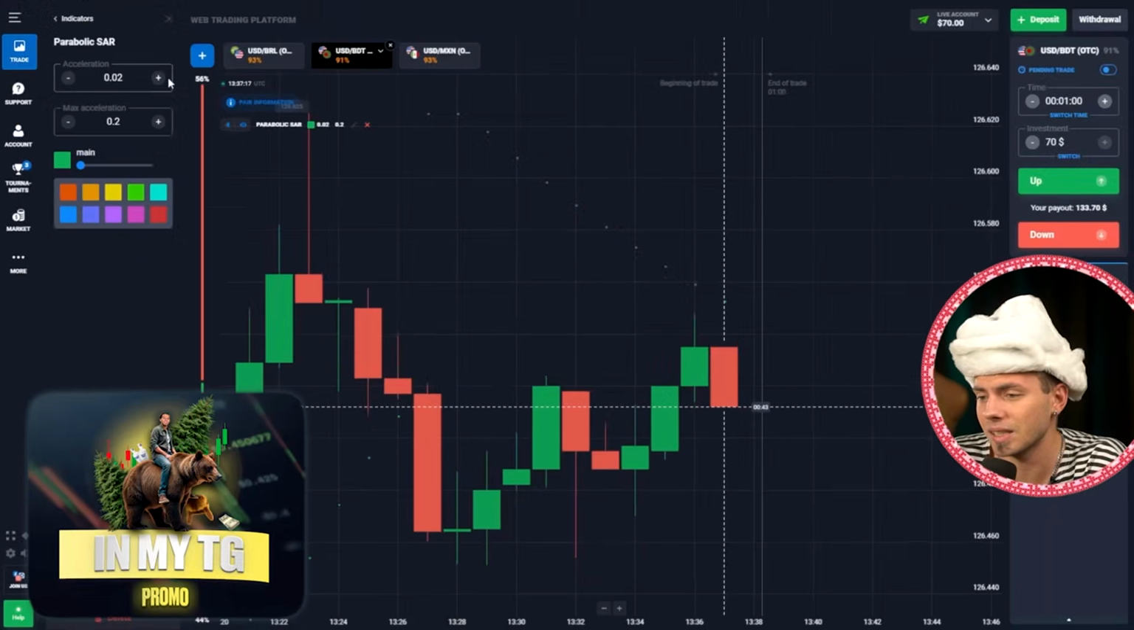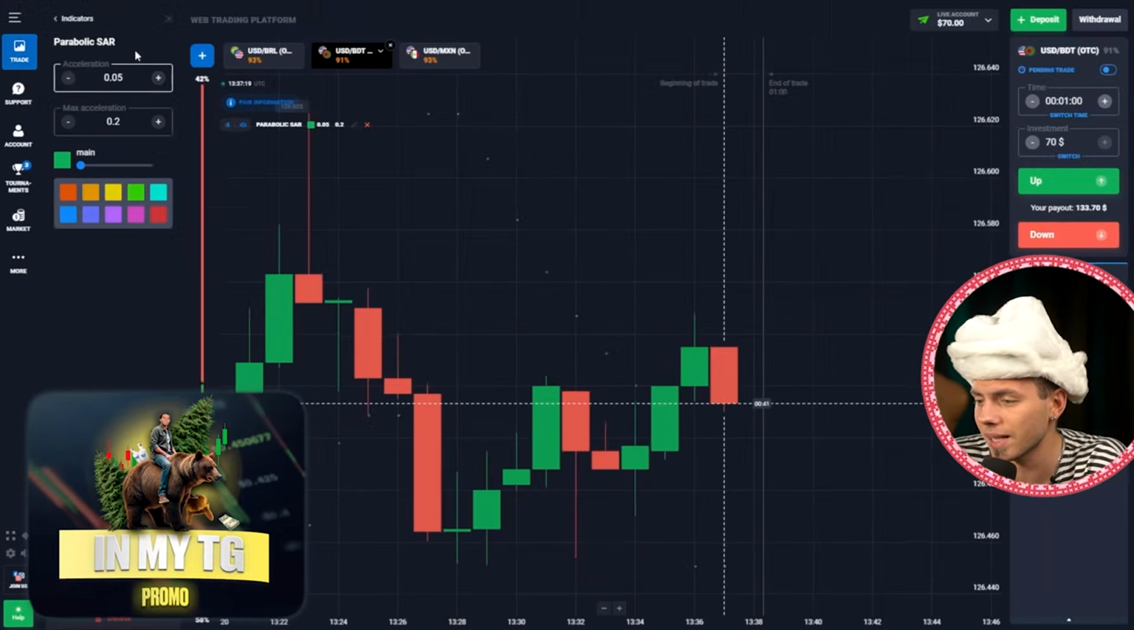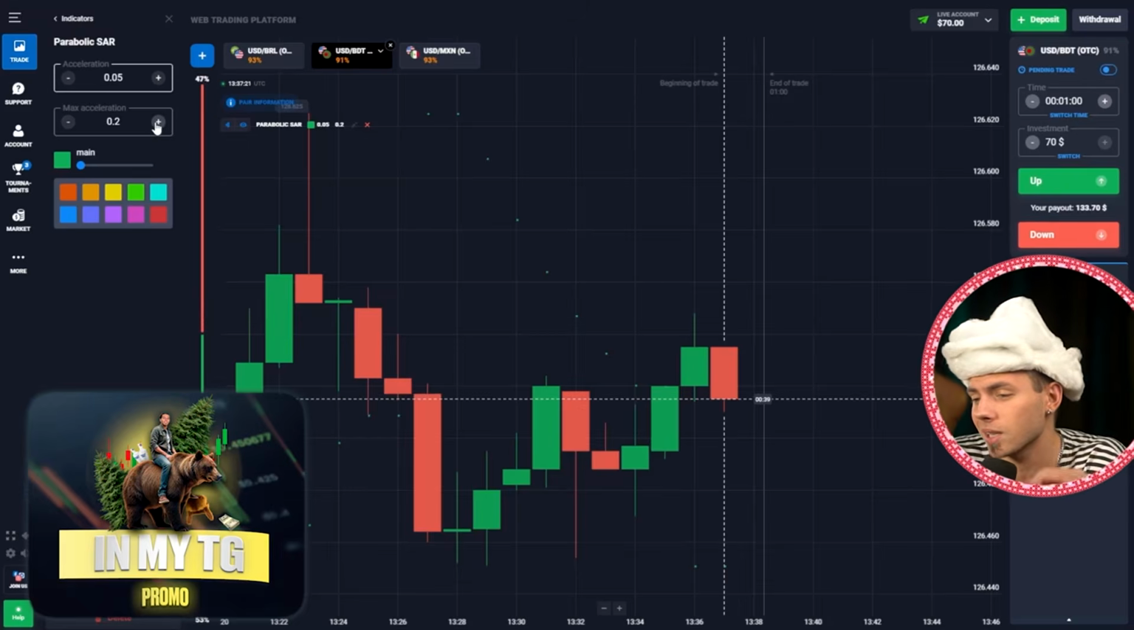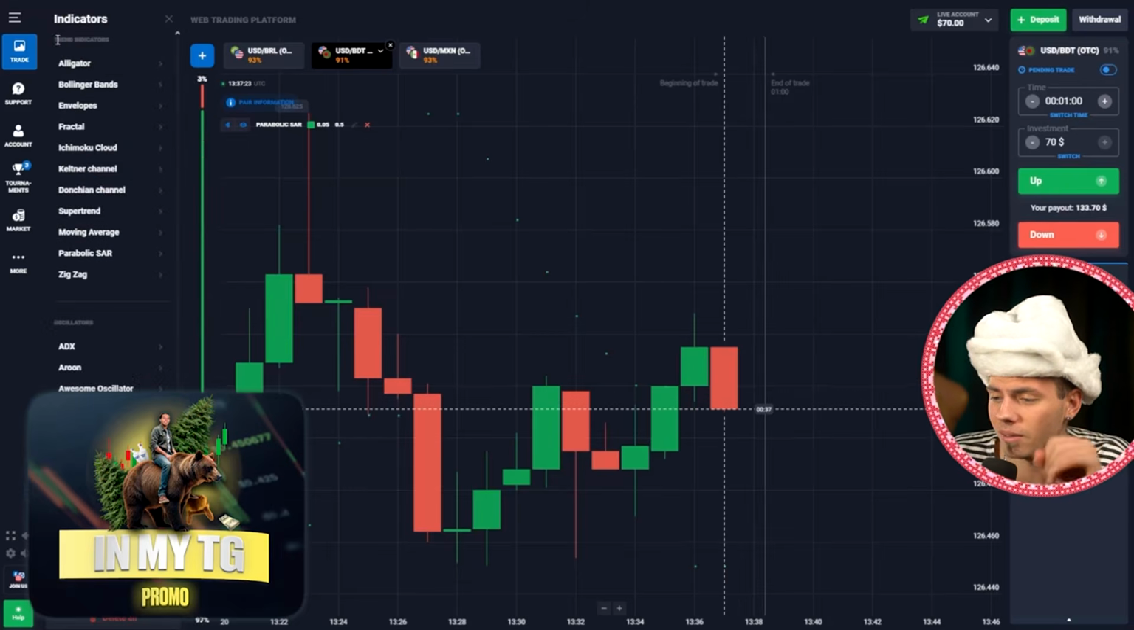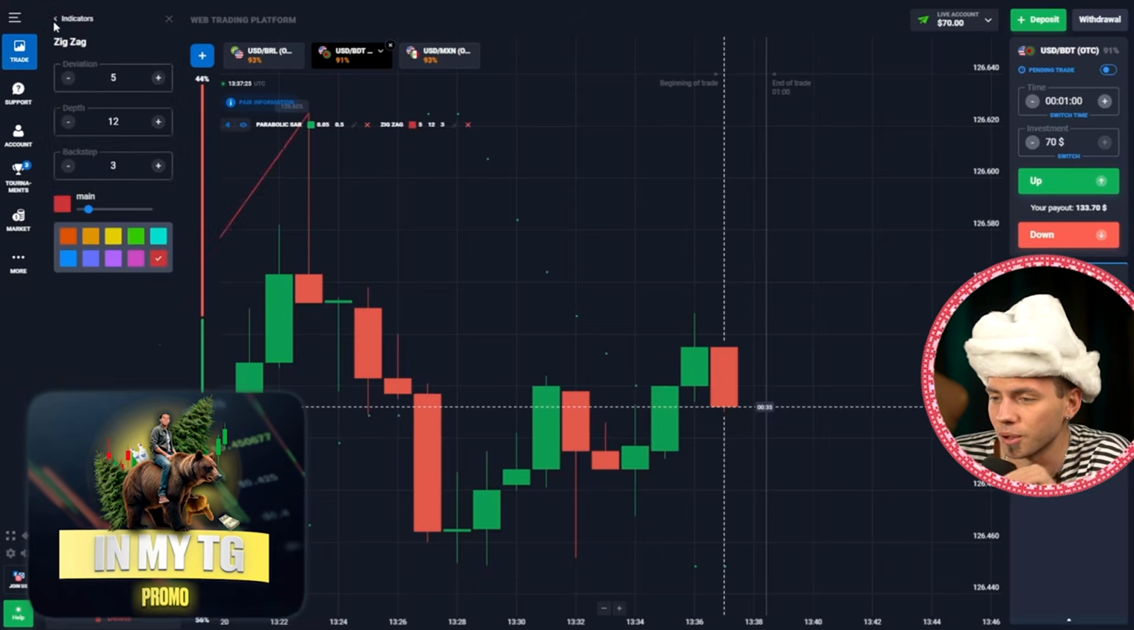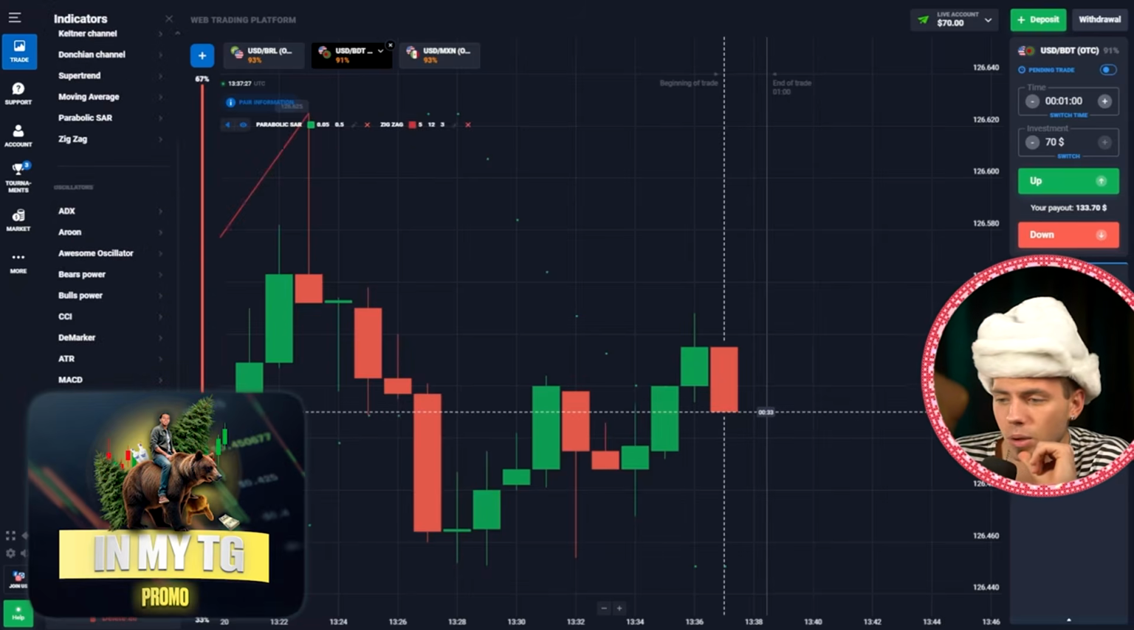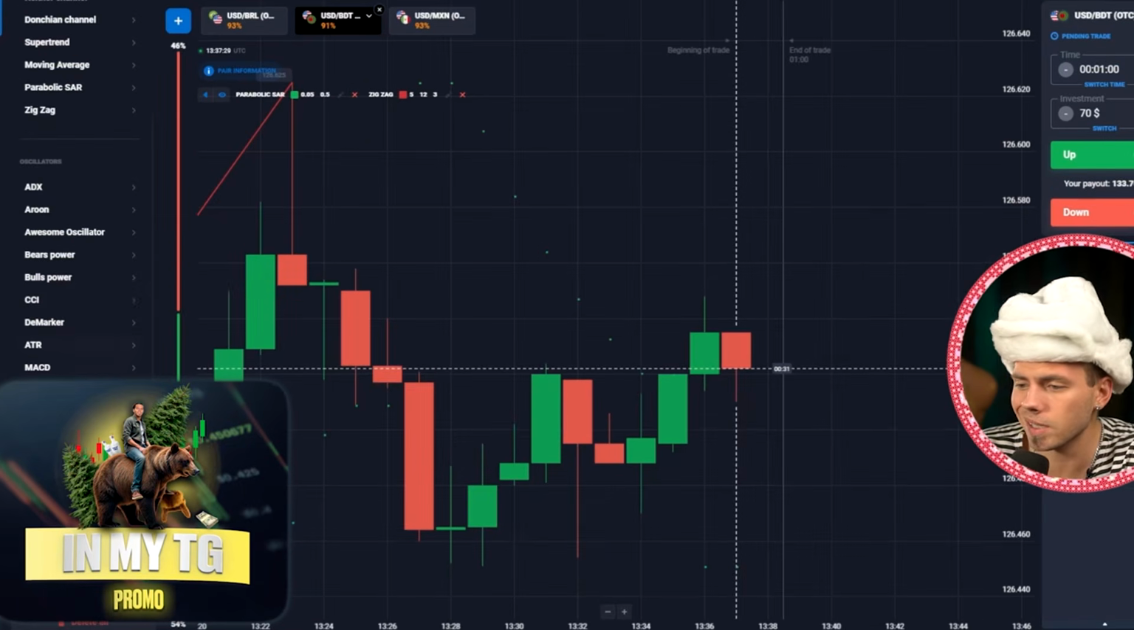Let's first set our workspace. It's very important to set everything before you start the work, so everything is comfortable, convenient, and pretty good for you. So we zigzag it. Okay, what about other indicators?